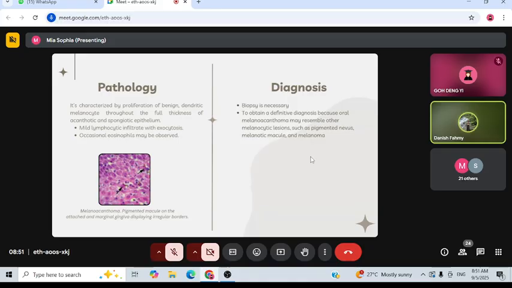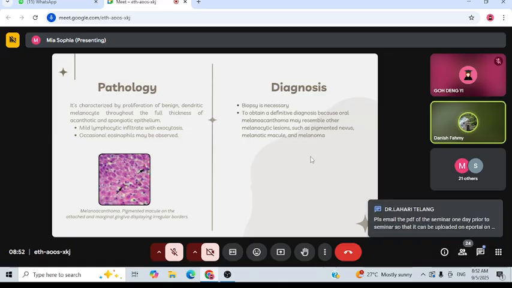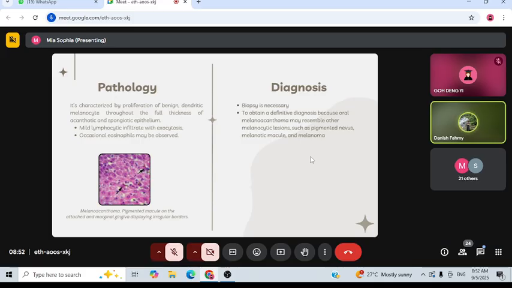For the pathology, it is characterized by proliferation of benign dendritic melanocytes throughout the full thickness of acanthotic and spongiotic epithelium. You can see a pigmented macule on the attached and marginal gingiva displaying irregular border. For the diagnosis, biopsy is necessary. It is important to obtain the definitive diagnosis because oral melanocytoma may resemble other melanocytic lesions, for example, pigmented nevus, melanotic macule, and melanoma.